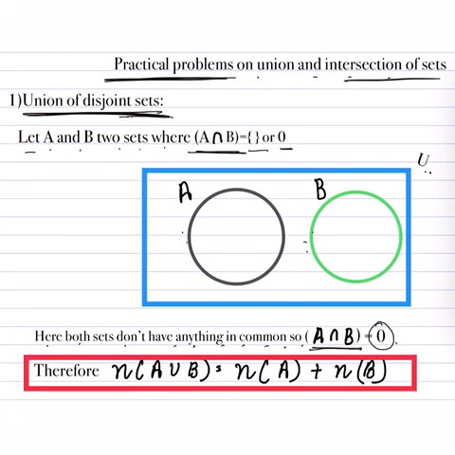And therefore we come across this formula which we could use when the sets are disjoint, which is: the number of elements in A union B is equal to the number of elements in A plus the number of elements in B.